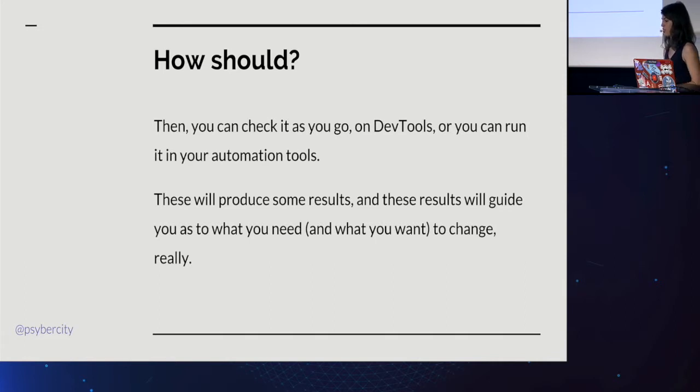So how are you going to use it? You can check it as you go on DevTools, or you can run it in your automation tools, as we said. The Lighthouse tool will produce some results, either in a visual format or in a JSON format that you can automatically check. And these results will guide you as to what you need and what you want to change and follow.